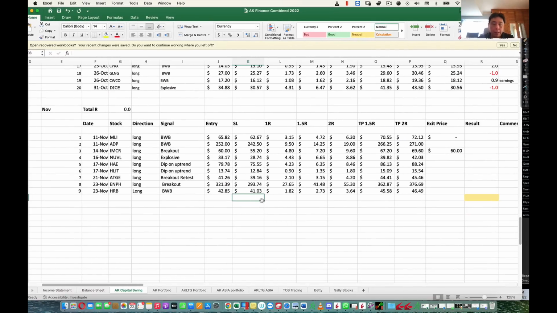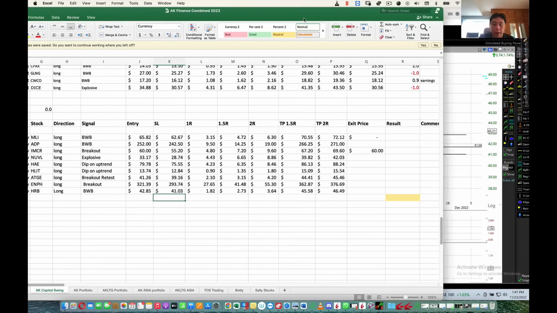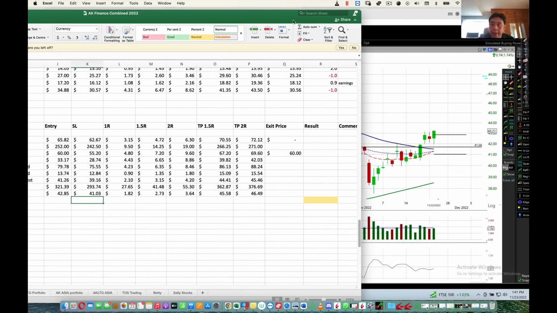All right. So what is my 1R distance? 1R represents the risk per share, right? So the 1R distance is 1.82 in this case. So this is 1R. 1R is the difference between the buy point and the stop loss. And my 1R distance is 1.82.